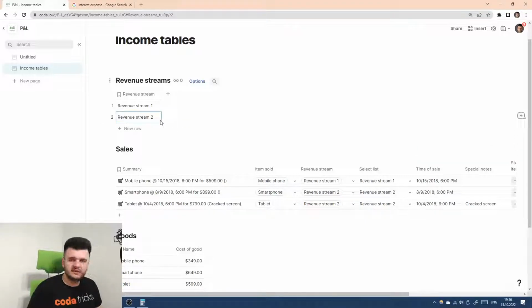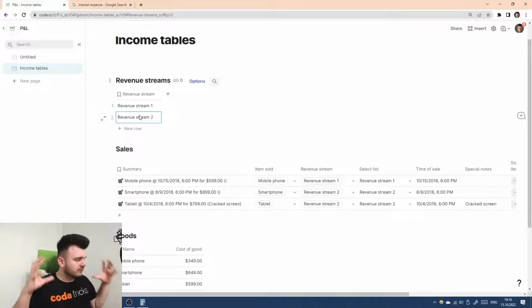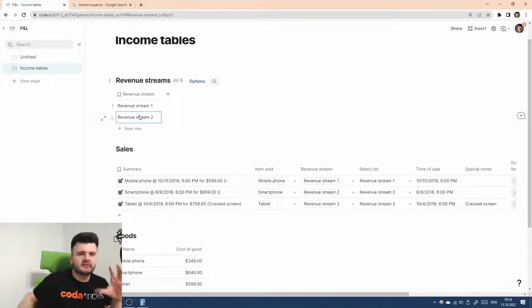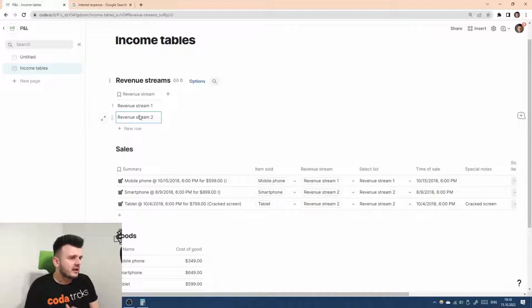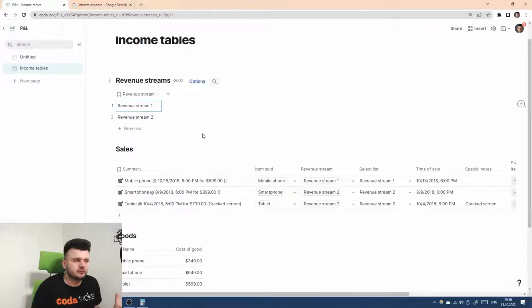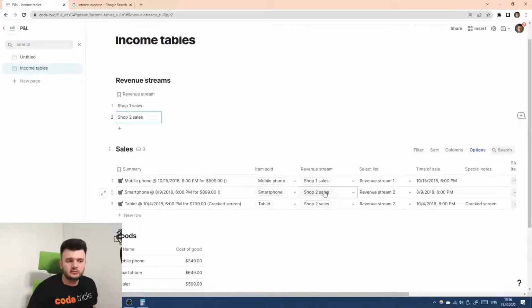And whenever you want to give it more properties, or give it some other name, that matters. On the basic level, why this matters is because if you decide to, for instance, rename your revenue stream 1, let's say it's shop 1 sales and shop 2 sales, it's still going to link to that object. So it's still going to link to this row, and this is going to link to this row, no matter what it reads in the name. Whereas where you selected some piece of text, they will not update.